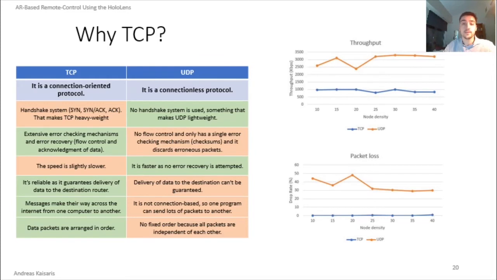More specifically, in the table on the left, a list of pros and cons of each protocol is listed. TCP is a connection-oriented protocol, and its packets make their way across the internet from one computer to another, something that guarantees a safe delivery of the data to the desired destination. It also does extensive error checking, something that makes it even more reliable, but at the same time makes it heavier and a bit slower. On the other hand, UDP is a connectionless protocol, something that makes it lightweight and therefore faster, but it doesn't check for errors, and so the delivery of data to the destination cannot be guaranteed.